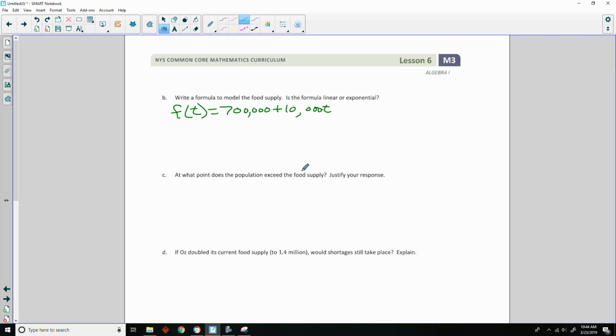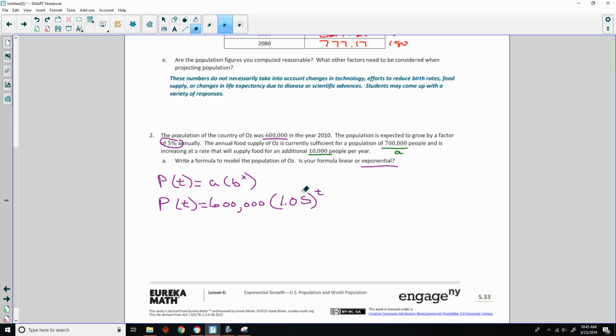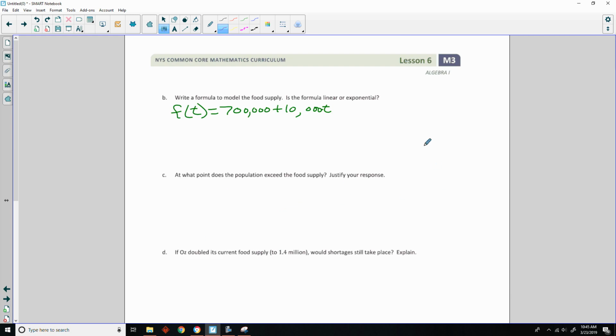C says, at what point does the population exceed the food supply? Justify your answer. Okay, so what we need to do is find out where these two are equal. Because if I have an exponential growth function, I'm just trying to explain this visually, without using any form of accuracy. So the population growth is exponential, like so. And the food supply is linear.